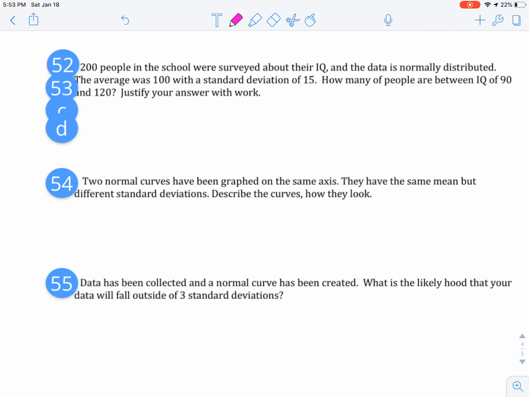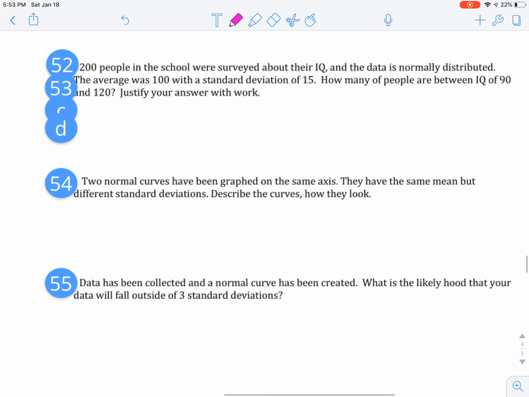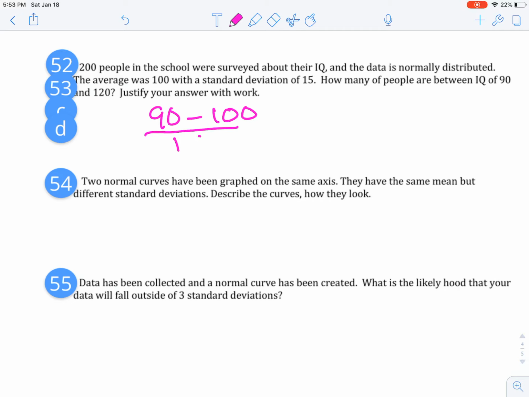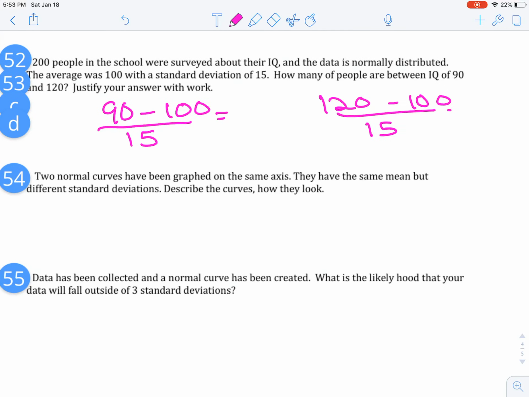IQ of 90. So let's get the z-score for the person with the IQ of 90. We're going to take their data point, subtract the mean, and divide that by the standard deviation. Let's do that for the person with the IQ of 120. And let's see what each of these z-scores happens to be. So this would be negative 10 divided by 15, which is negative 0.67. And we got this as 20 over 15, which is 1.33, right?